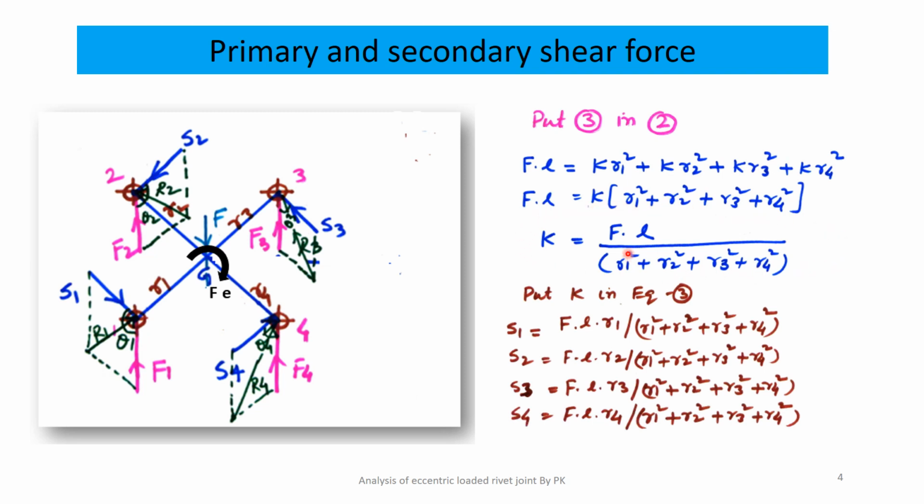If there are 6 rivets, then the radius terms increase, and we again divide Fe by the corresponding terms. Because there are 4 rivets here, that is why we have taken R1 to R4.